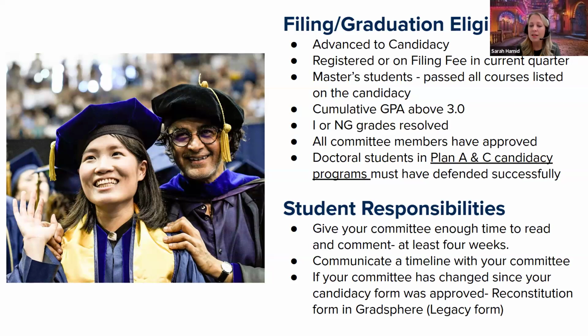Some student responsibilities, especially if you're a PhD or a thesis student: you want to make sure that you give all of your committee members enough time to read and comment on the last version of your thesis or dissertation. The requirement is at least 4 weeks. You have to make sure that you're really transparent and you communicate a timeline with your committee so that they're aware of when you want to file and graduate and the deadline that you're looking at, so that they can get all of their comments to you in time.